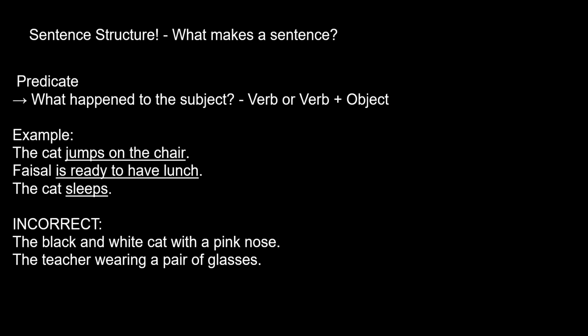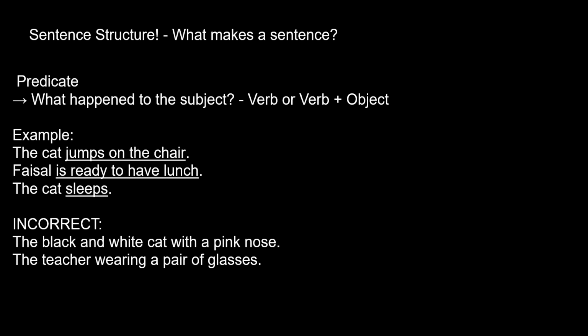It's just a black and white cat with a pink nose that's not doing anything. So it is a fragment because there's no predicate. Same thing here with the teacher wearing a pair of glasses. In this case, you might think to yourself, oh, the teacher is wearing a pair of glasses, so that's wearing as a verb, so that's a sentence, right?